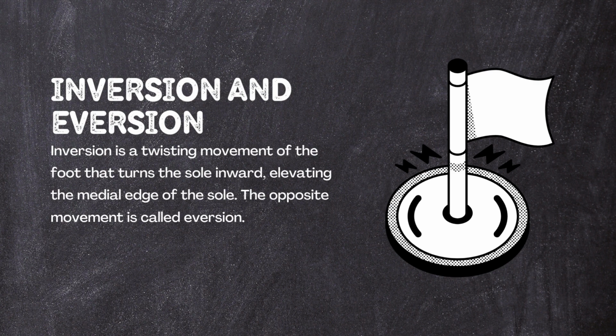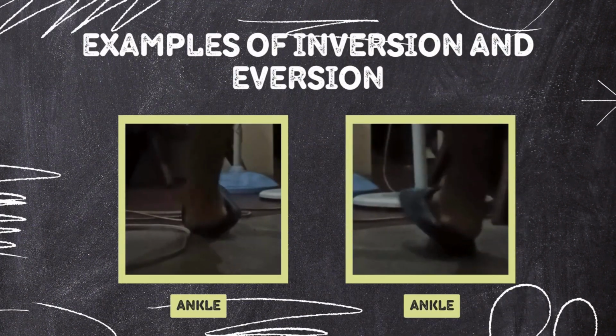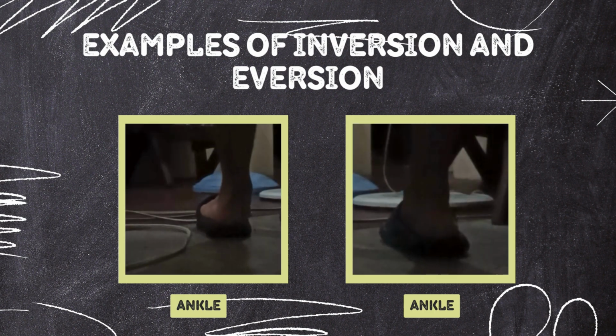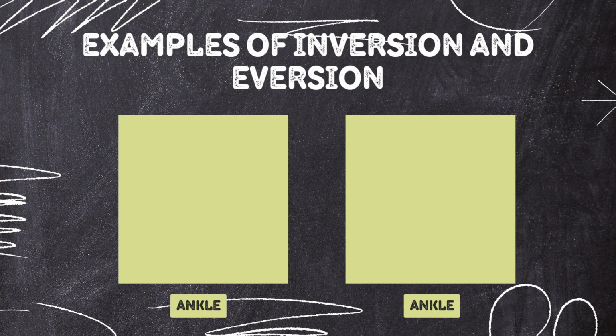Inversion and eversion. Inversion is a twisting movement of the foot that turns the sole inward, elevating the medial edge of the sole. The opposite movement is called eversion. Here I demonstrate examples of inversion and eversion, which I showcase in both movements of my ankle.